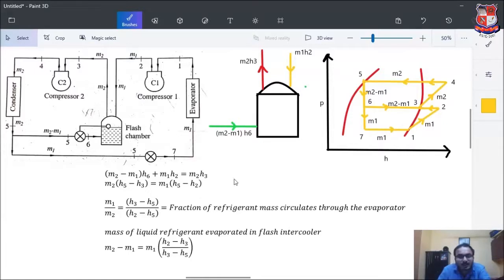You need to take care here that while I have directly written some formulas, at some locations I have replaced, for example instead of H6 I have directly written H5, because this entire line indicates the same enthalpy. So you can write H5 is equal to H6 is equal to H7 at any moment in our derivation. So you will get this, and based on this M1 upon M2 will be this, which is the fraction of refrigerant mass that circulates through the evaporator, and the mass of liquid refrigerant evaporated in the flash intercooler will be this. I hope that this is a very easy portion, and that you will be doing this by yourself.